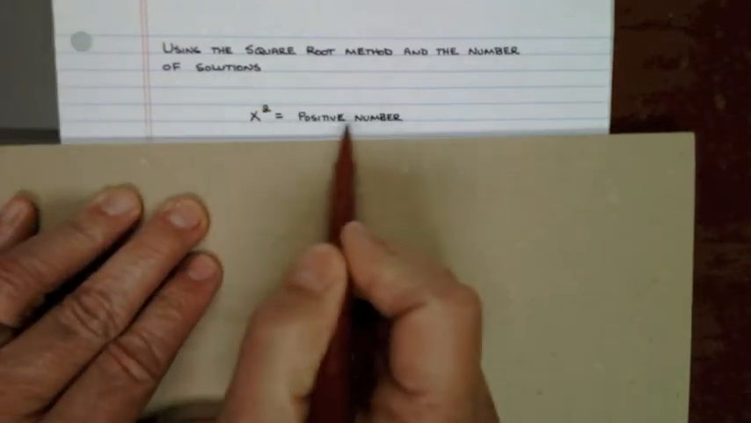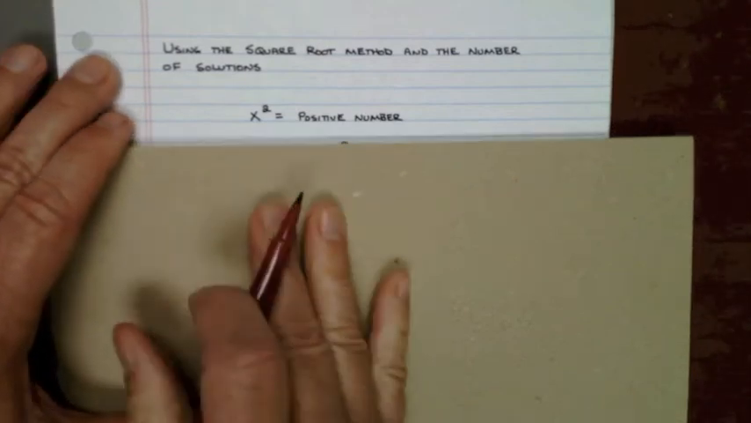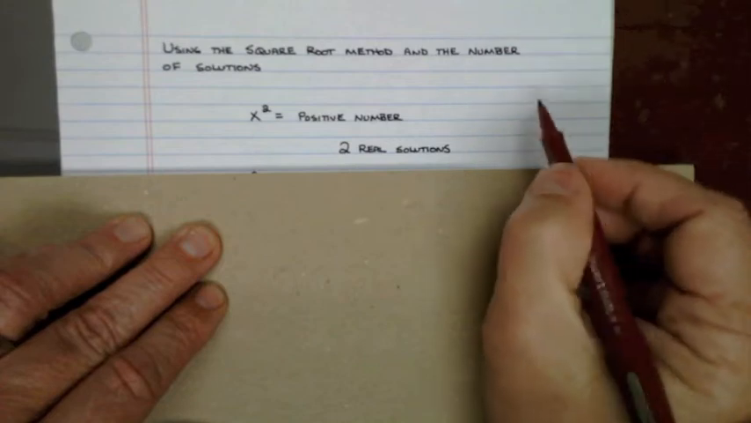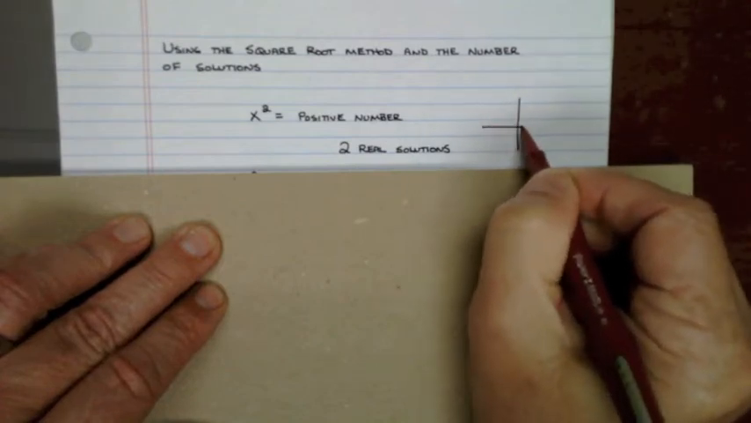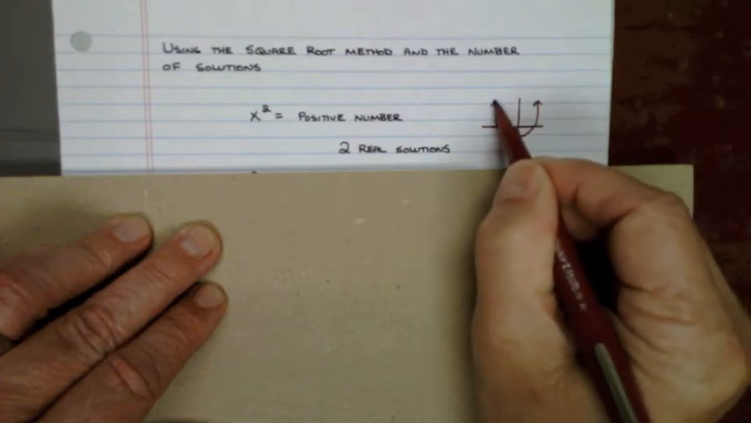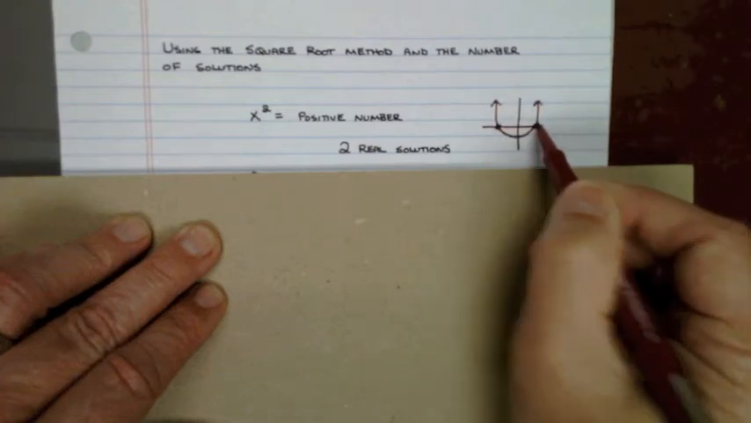Now using the square root method, you can determine how many solutions a quadratic has. The number of solutions is going to give you an idea of where the quadratic is going to be located when you go to graph it. If the x squared is equal to a positive number, then you're going to have two real solutions. That means the graph of the quadratic will look something like this. I have two real solutions.